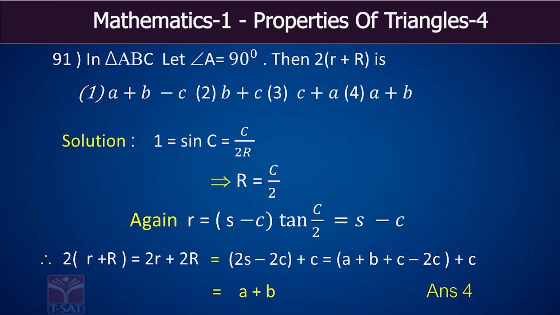In triangle ABC, let angle C is equal to 90 degrees. Then 2 into (r plus R) is: a plus b, b plus c, c plus a, or a plus b. We know c by sin C is equal to 2R, but sin C is 1 because C is 90 degrees. So therefore capital R is equal to c by 2. Again small r is equal to (s minus c) tan C by 2, which is nothing but tan 45, which is 1, so r is equal to s minus c. So 2 into (r plus R), if you simplify it, you will get a plus b. A plus b means option number 4.